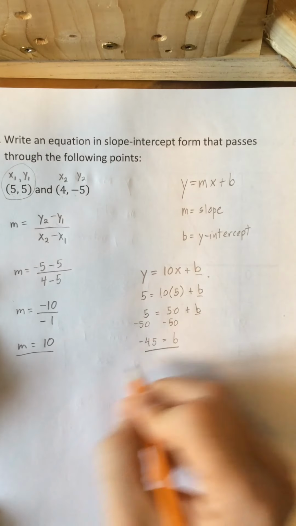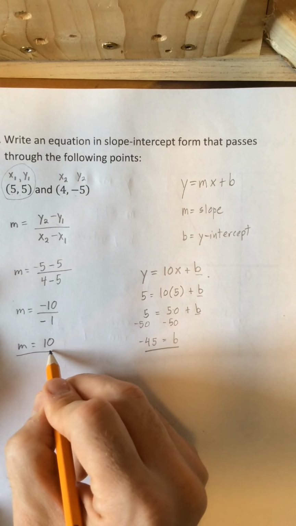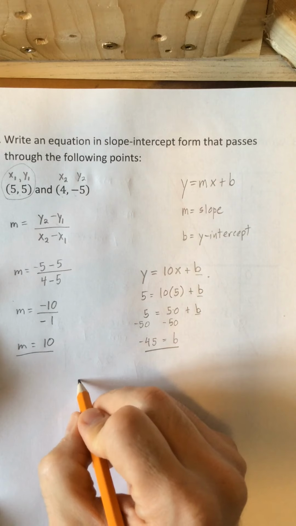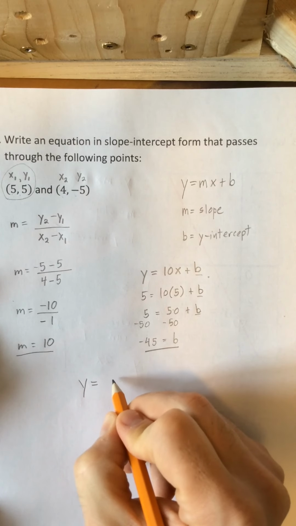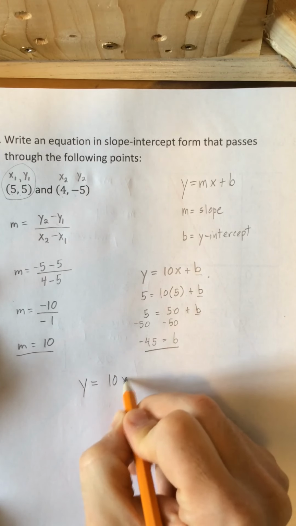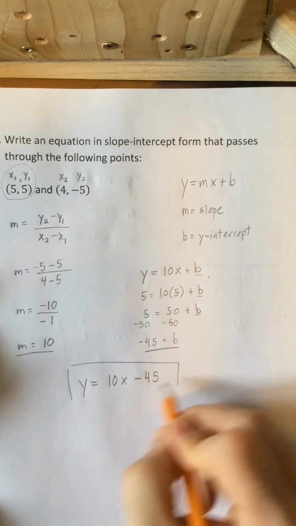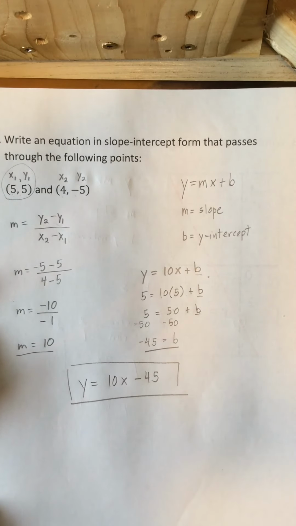So when we write this equation, now that we know the slope, the m value, and the y-intercept, which is the b value, here's what our equation is going to look like. It's 10x subtract 45. And this is the equation of this function in slope-intercept form.